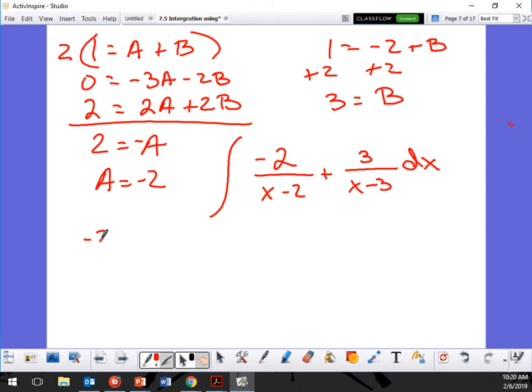Okay, so as I do my integration, it's going to be negative 2 ln absolute value of x minus 2, right? And it's going to become plus 3 ln of absolute value x minus 3, plus c.